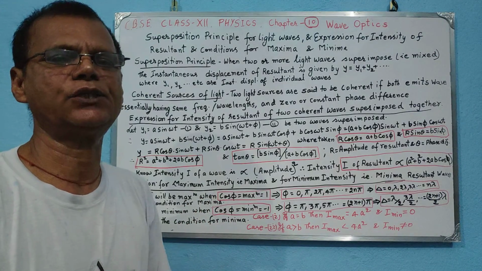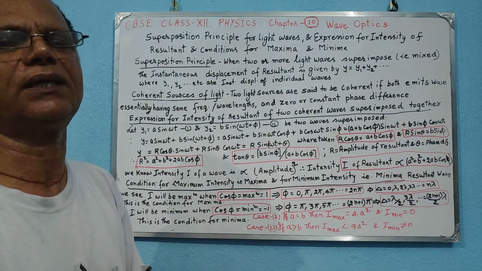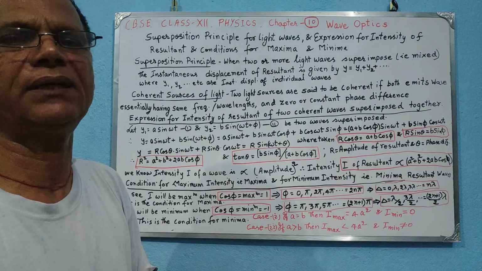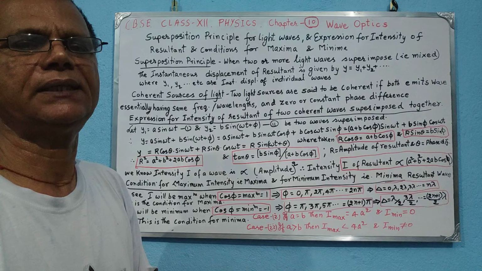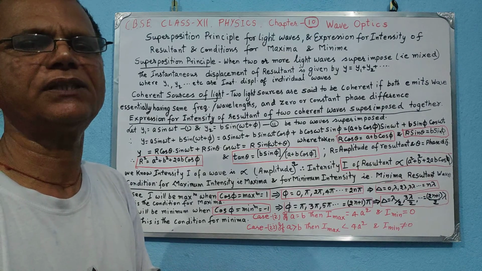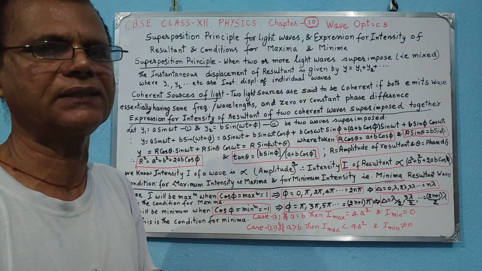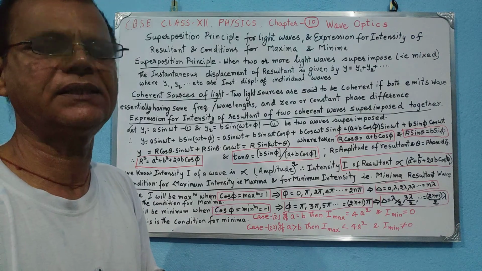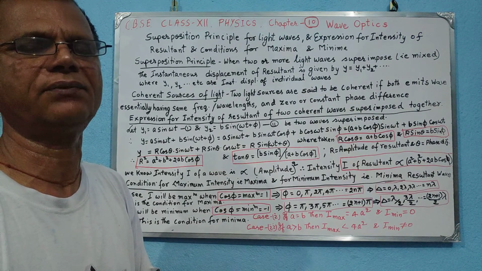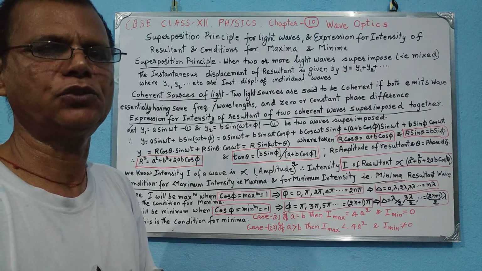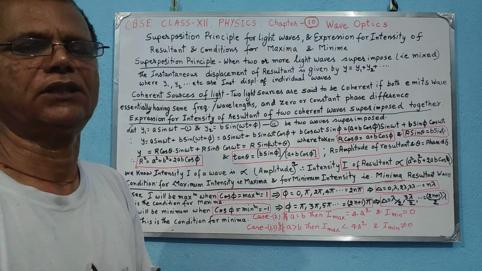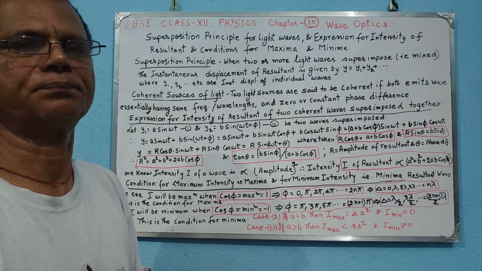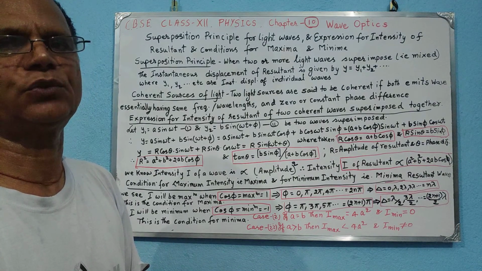we define coherent sources. What is a coherent source? If two light sources emit light of the same frequency or same wavelength, both are the same thing, and the phase difference between those two light waves is either zero or constant, remaining constant throughout the lapse of time. These are the two conditions.